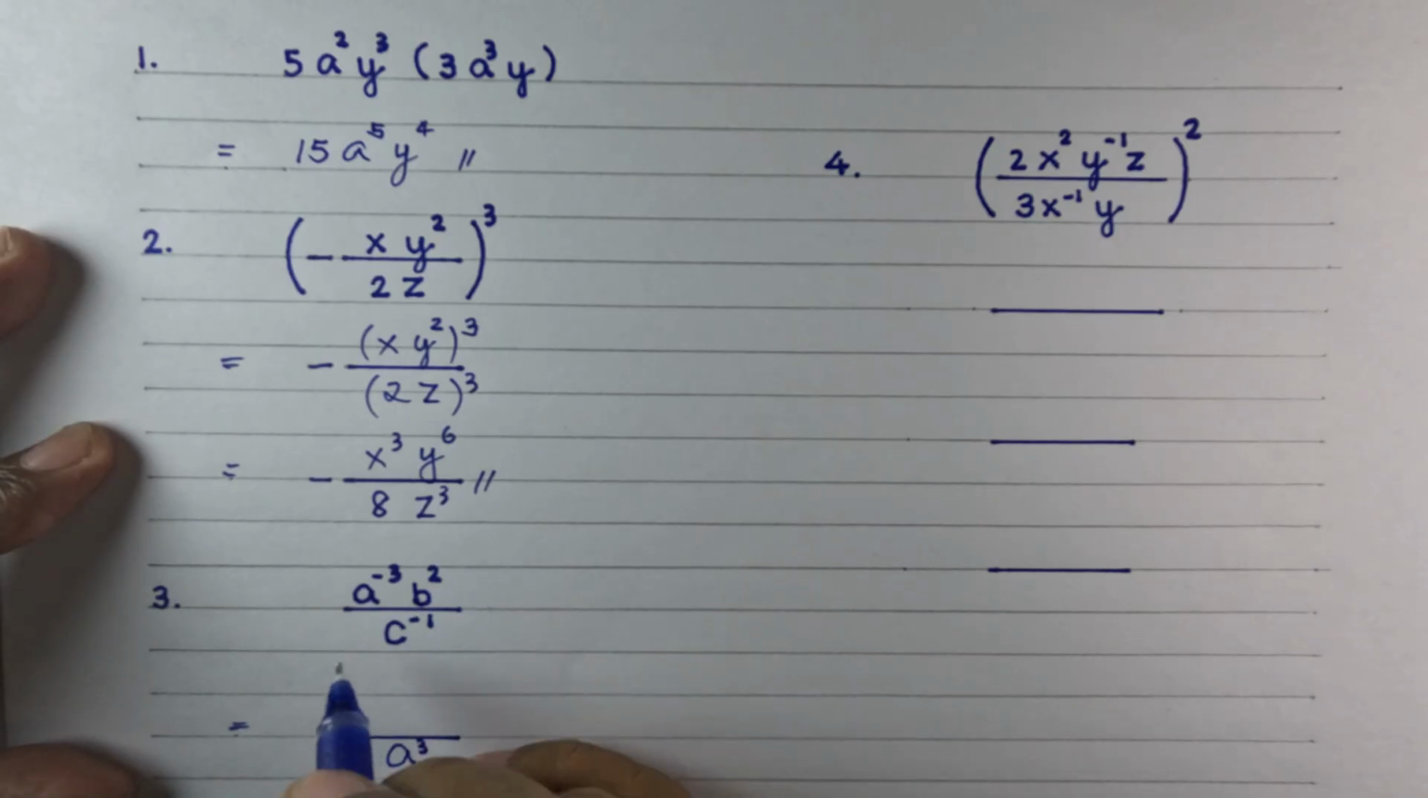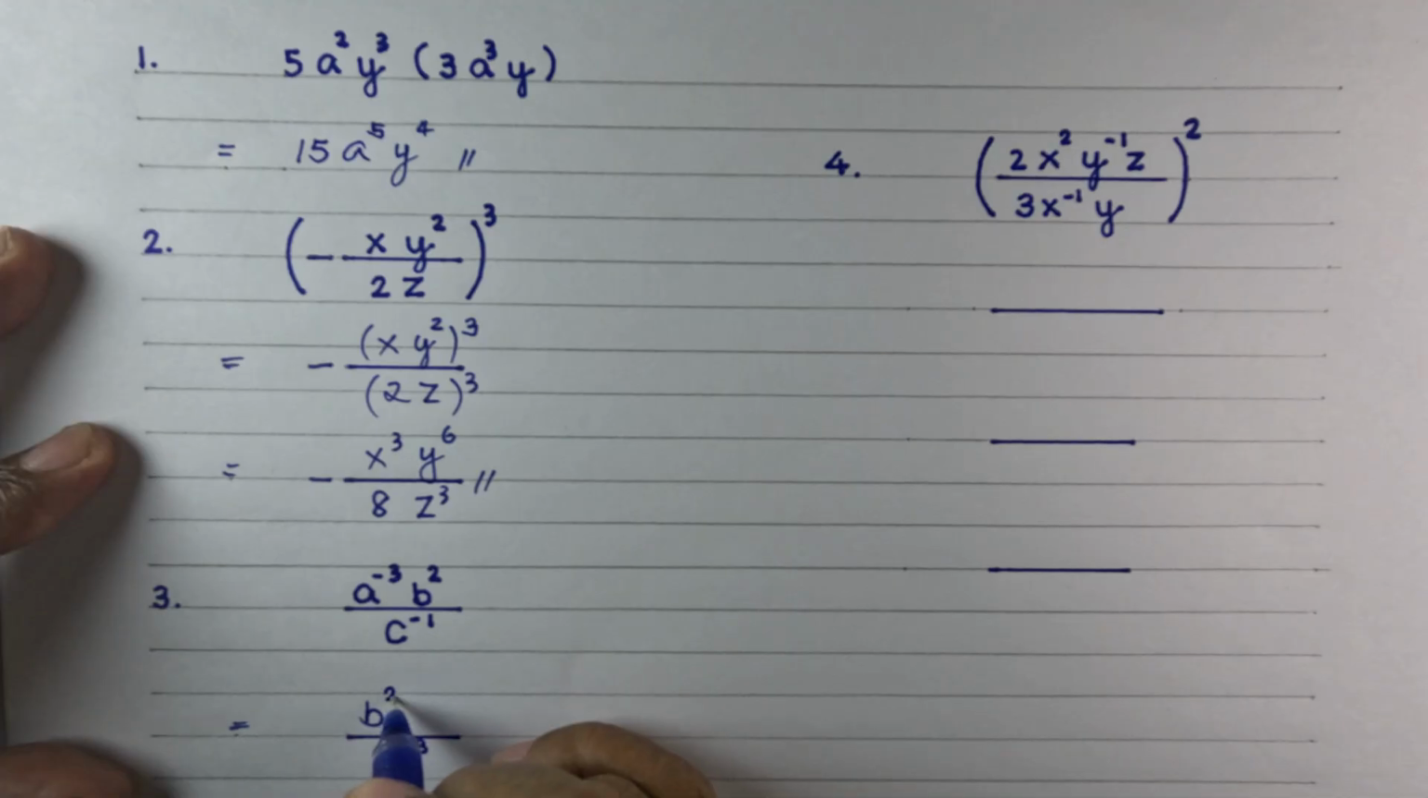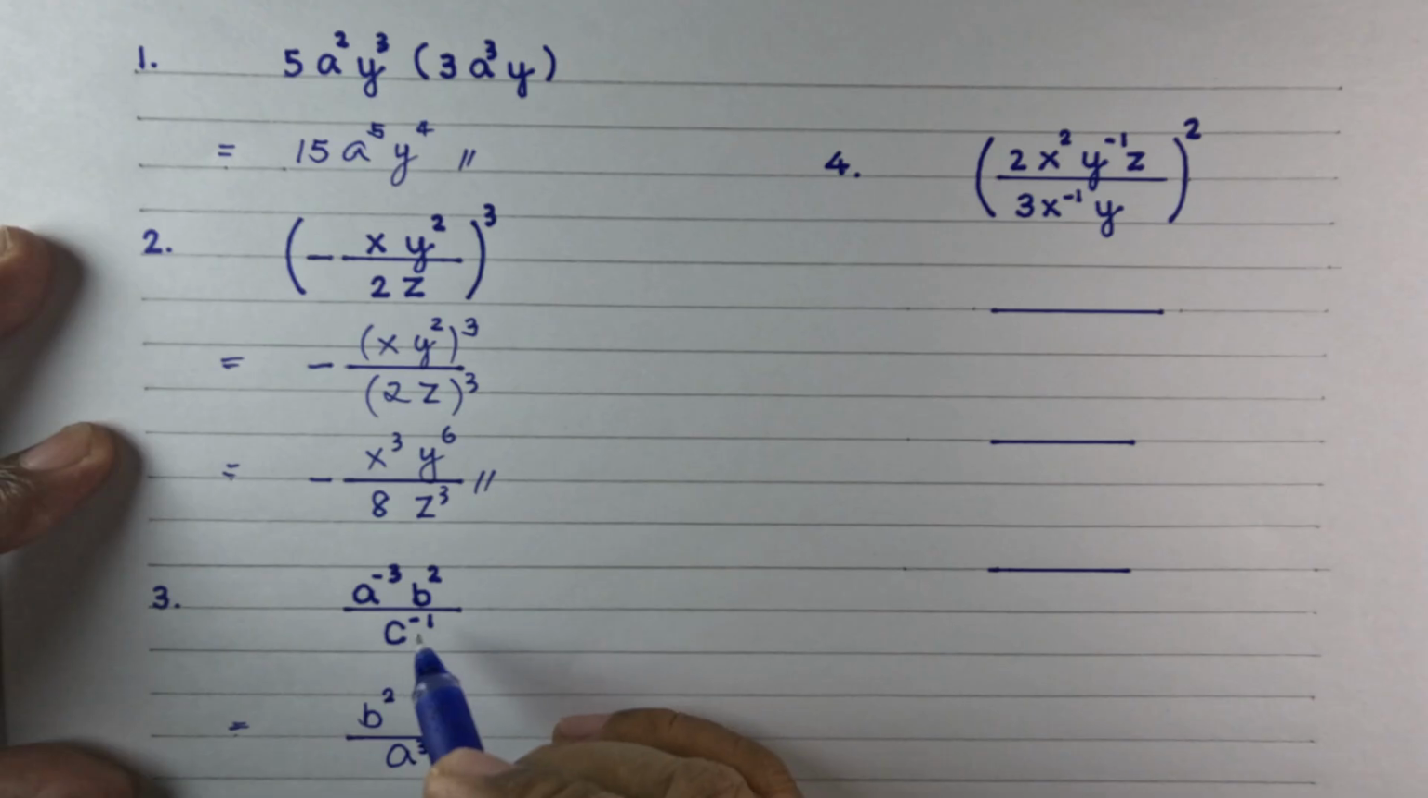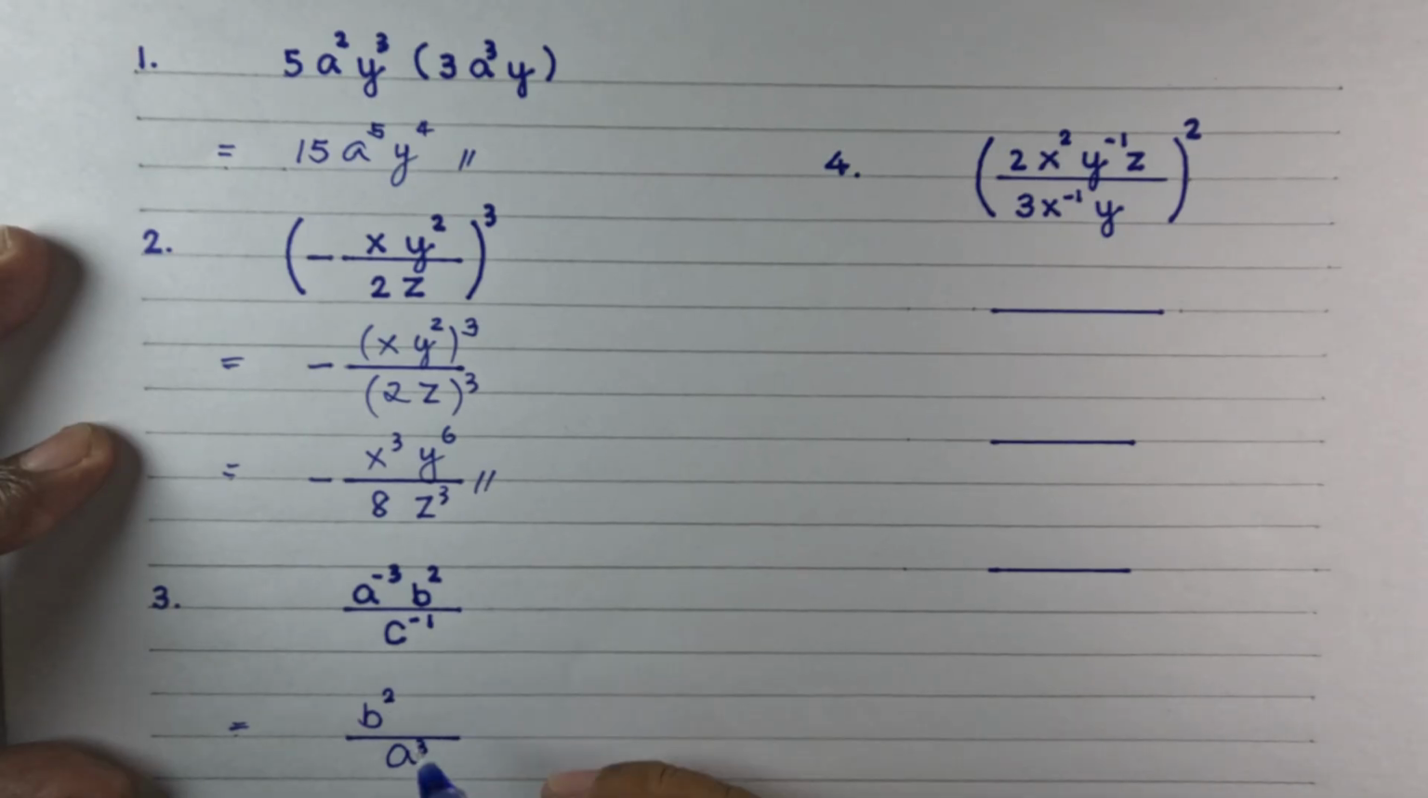So we will retain b squared in the numerator. C to the minus 1 is in the denominator, so its reciprocal would be the base c moving up to the numerator. So this becomes c raised to the first power. So the exponent changes from negative 1 to positive 1. So that's b squared c over a cubed. And that's the answer.